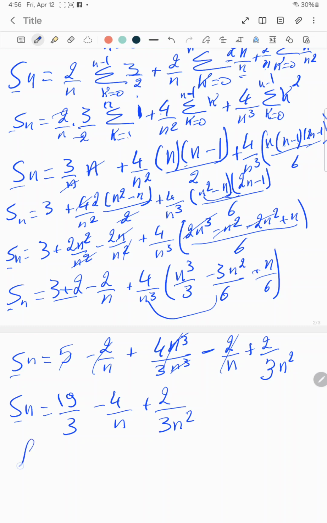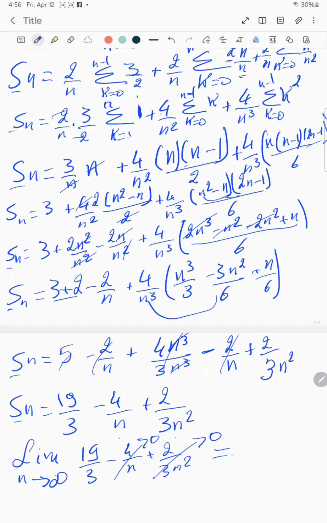So if I want to find the limit when n goes to infinity, if n equals 5, you replace n by 5 and you calculate this. If n equals 6, you replace it by 6 and you calculate this. If n goes to infinity, of 19 over 3 minus 4 over n plus 2 over 3 n2, this will be equal to 0 because 2 divided by infinity is 0. This is 0. My answer would become 19 over 3. Now we calculated the lower bound.